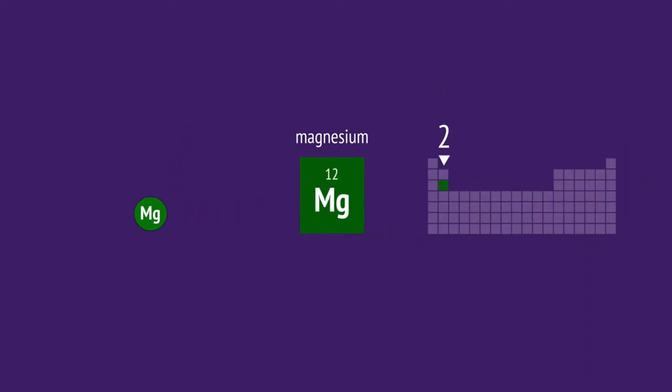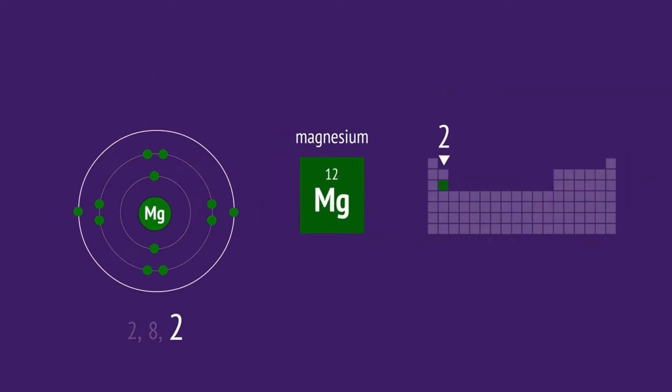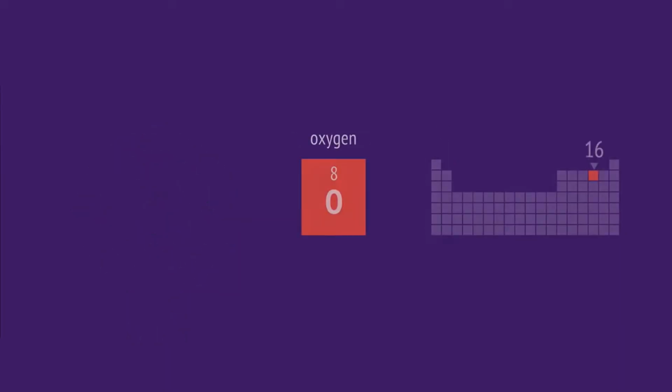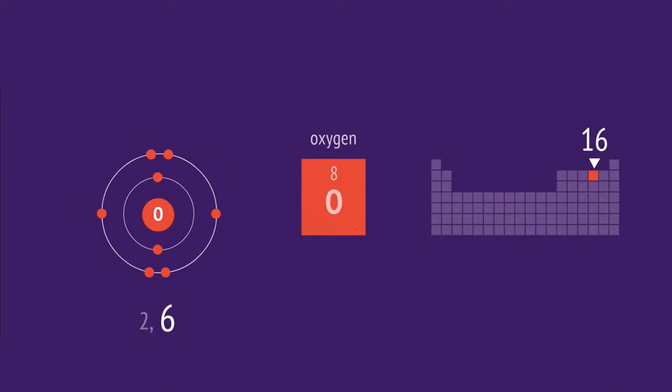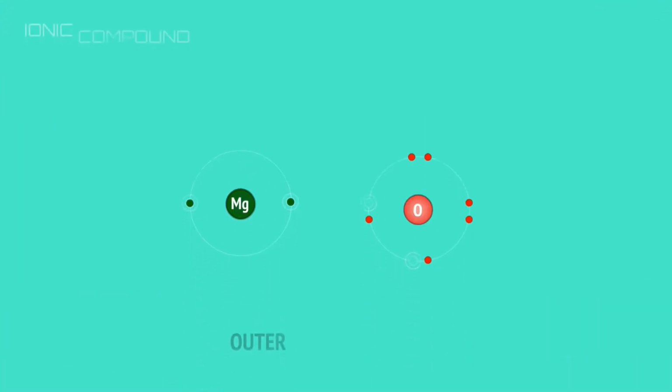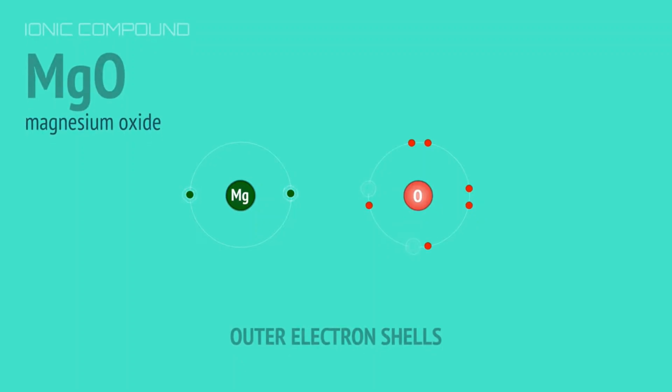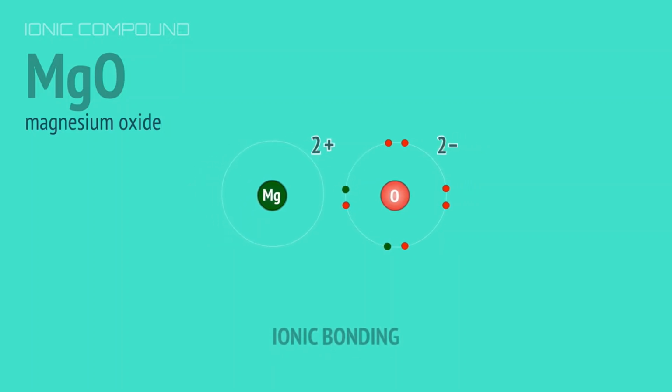Magnesium is in group 2, so has 2 valence electrons. Oxygen is in group 16, so it has 6 valence electrons. Magnesium readily gives up its 2 outer electrons, and oxygen takes them to complete its outer shell, resulting in a magnesium ion with a 2+ charge and an oxide ion with a 2- charge.